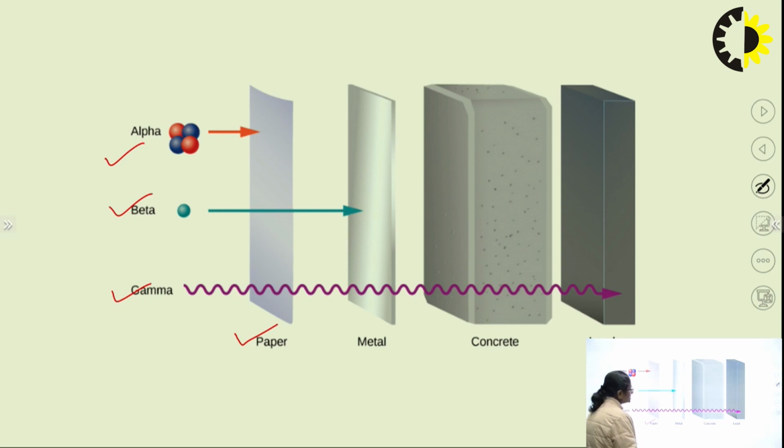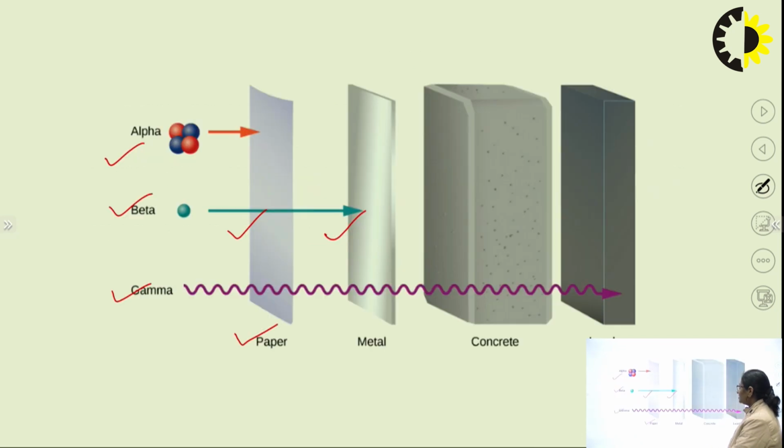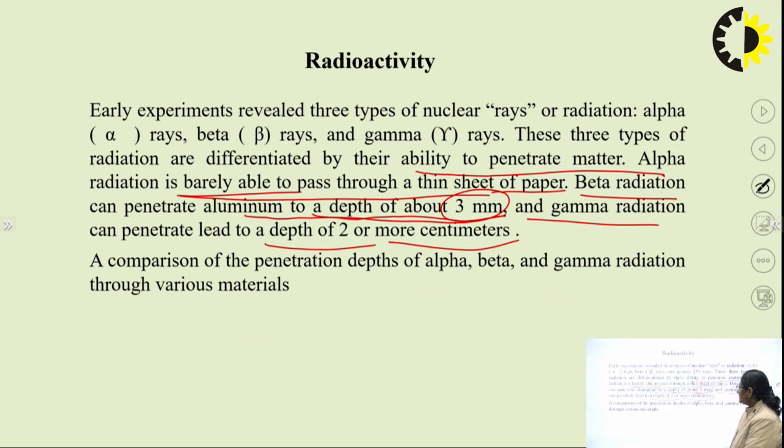We can very well see from here that beta radiation can pass through the paper, they can penetrate the metal, they can penetrate aluminium to a depth of about 3 mm. It is shown over here that they are able to penetrate, but they are not able to pass through the metal if the depth is more than 3 mm, right?